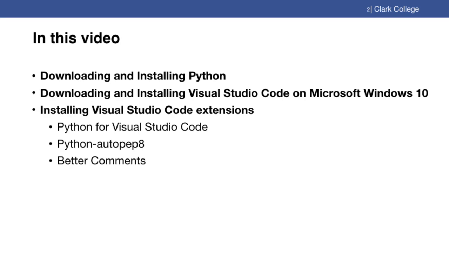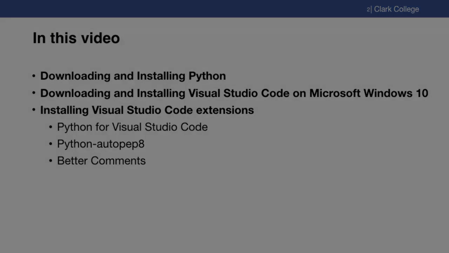Now, the first thing we're going to do is download and install Python. We're going to be installing Python 3.73. We're then going to download and install Visual Studio Code. And then once we have those two components installed, we're going to install three extensions for Visual Studio Code that are going to make your life as a Python programmer a lot easier.